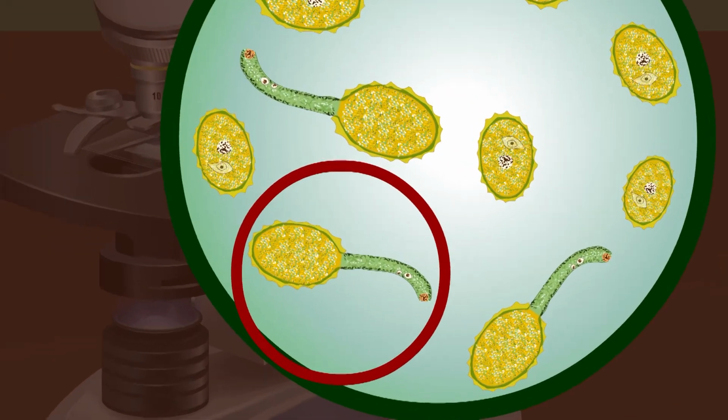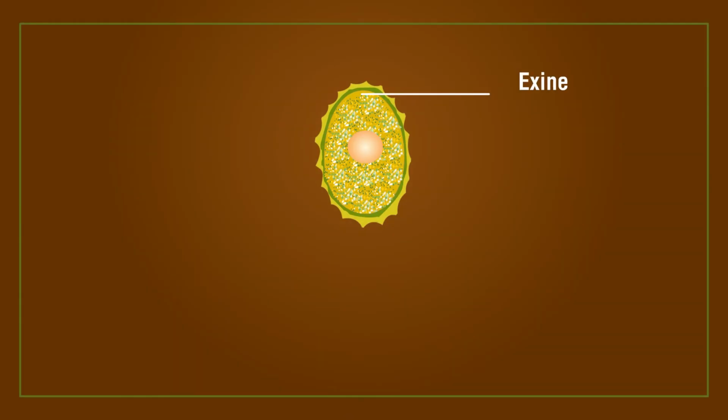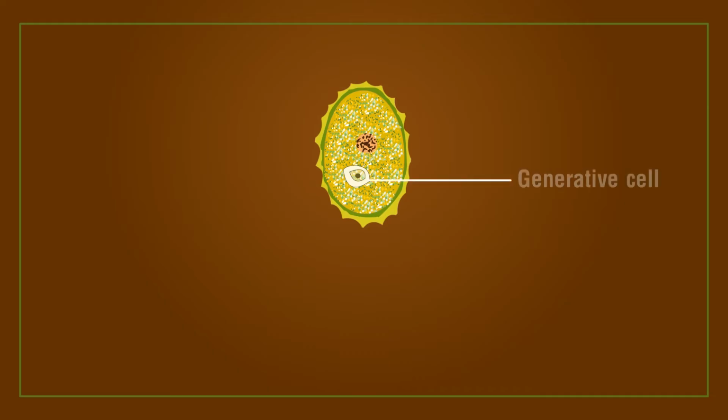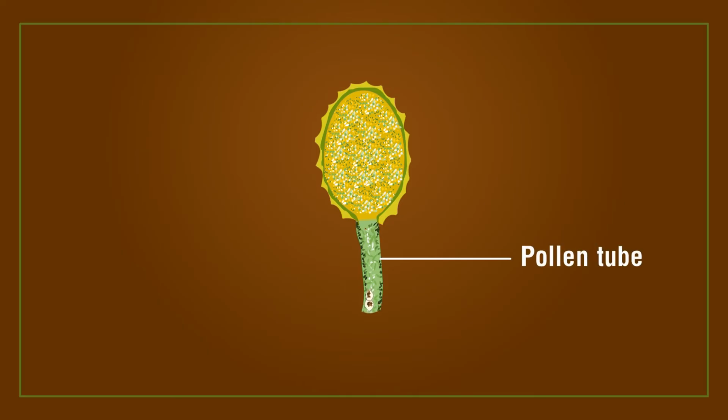They consist of a protective coat containing two layers, the exine and intine. Also, the cell of the pollen grain divides into two cells. One of these is smaller in size and is called the generative cell, and the bigger one is called the tube nucleus. The intine grows out through the germ pore and forms the pollen tube. By this time, we can observe the tube nucleus divides to form two male gametes.